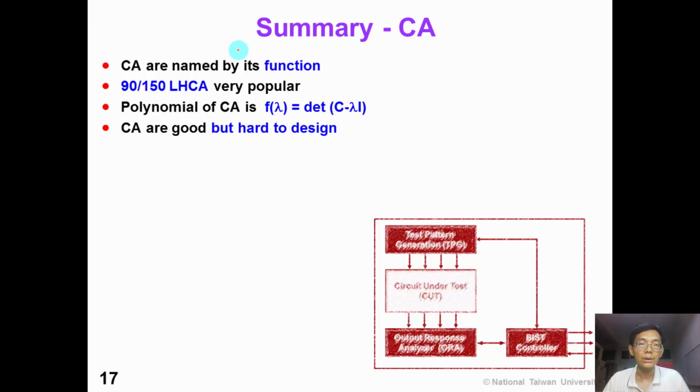In summary, in this video, we have introduced the cellular automata. Each cellular automata cell can be named by its function. Rule 90-150 linear hybrid cellular automata is a very popular cellular automata, and the polynomial of cellular automata can be derived from the determinant of C minus lambda I. Cellular automata is a very good test pattern generator which provides more randomness test patterns than LHCA. However, a cellular automata can be very hard to design.